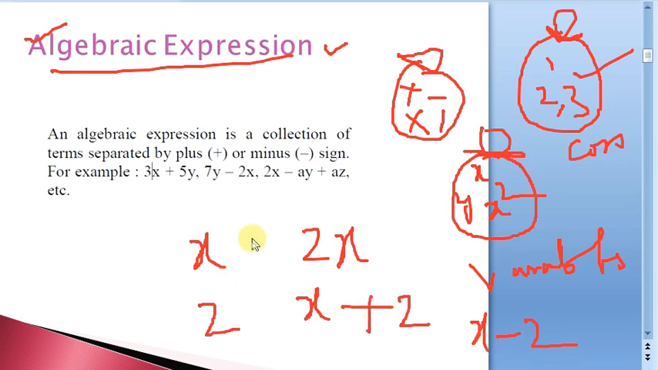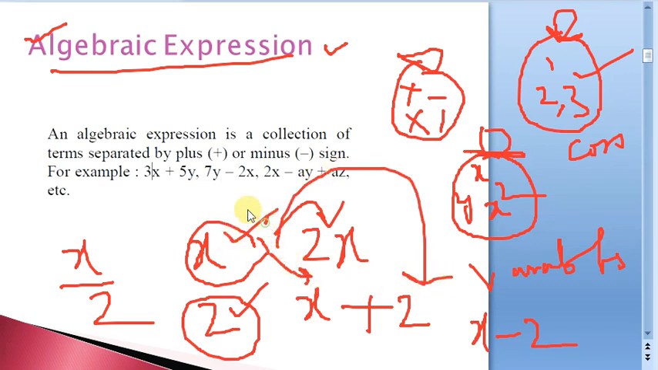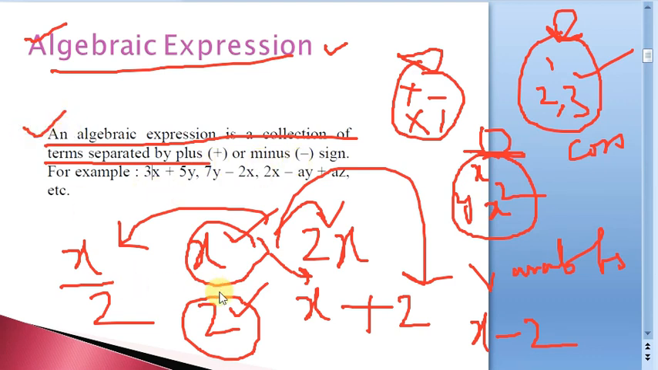So like that I have taken one variable and one constant, and I'm performing, let us say, x by 2, half of x. So here I have taken a variable and a constant, and joined them with the multiplication sign here, with the addition sign here, with the subtraction sign here, and with the division sign here. So basically an algebraic expression is a collection of terms separated by plus or minus signs. That is the textbook definition, but let us understand it clearly.